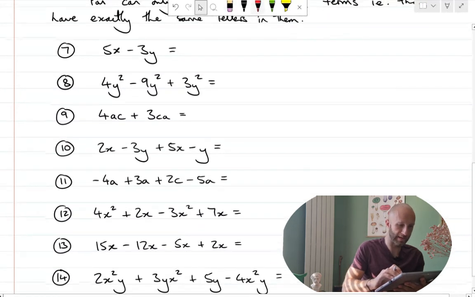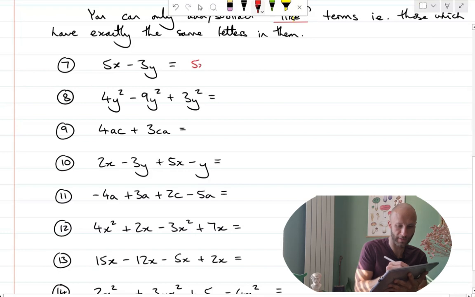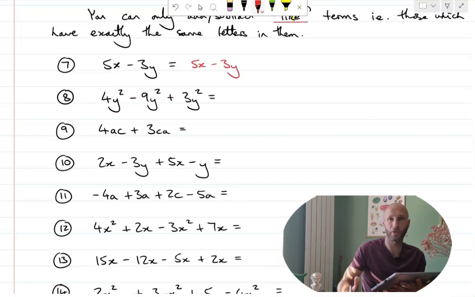So we've got number 7 here, 5x minus 3y. This is a bit of a trick question. Because they're different letters, these will not simplify. They will not add together. I cannot add x's and y's because they represent different things. So this will just stay the same.